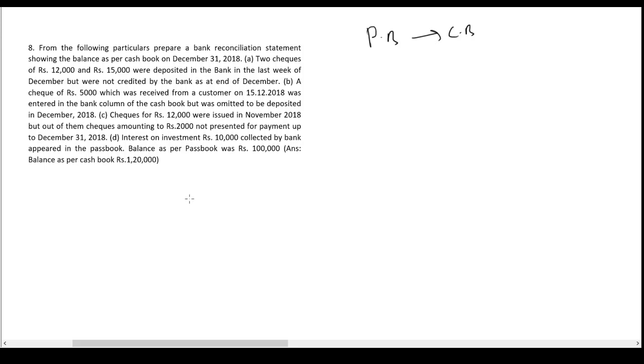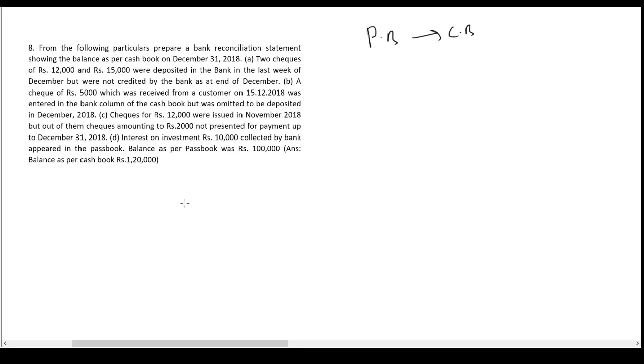A check of rupees 5,000 which was received from a customer on 15 December 2018 was entered in the bank column of the cash book but was omitted to be deposited in December 2018. We received a check from a customer. As soon as we receive a check, we pass the entry: bank account debit to customer account, or bank account debit to debtor account. That has been done. It has been recorded in the deposit side of the cash book in the bank column. But the accountant has forgotten to deposit the check in the bank. That means if the check is not deposited in the bank, we would not collect money on the check. Hence, there would not be any credit in the passbook.